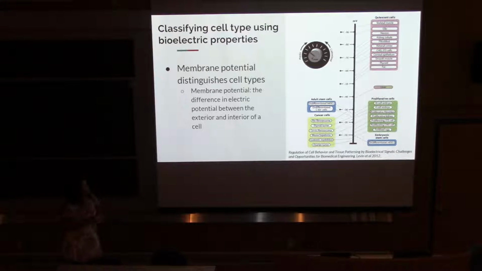Well, it is the difference in electric potential between the exterior and interior of a cell, or in other words, the difference between sodium and potassium ion concentration across a cell's membrane. This then begs the question that our research will try to answer. Can we manipulate cells by changing their membrane potential?